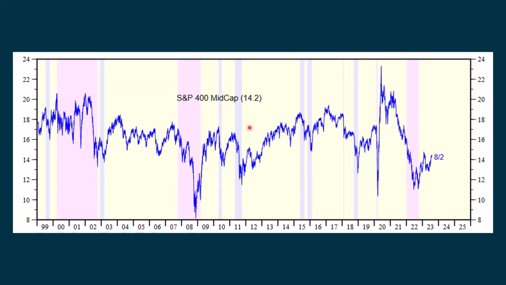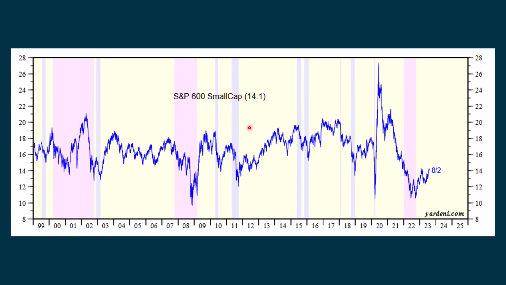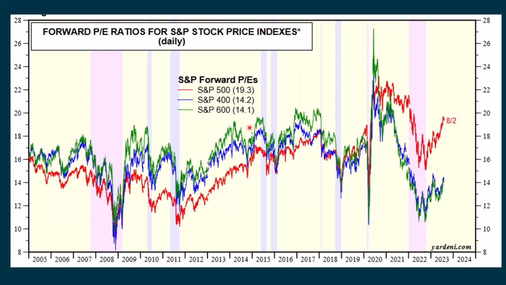We also keep an eye on the mid caps. We're below 15 at 14.2, and small caps we're still below 15 at 14.1. Now, an additional chart that I want to include takes all of these different PE ratios and plots them together. The red line is the S&P 500. The blue line is the S&P 400, those are the mid caps, and the S&P 600, or the small caps, that's the green line, and we can get an idea of how they are related to each other.